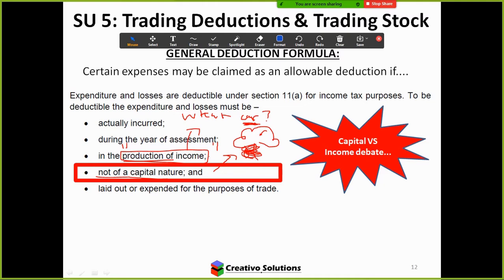No, for production. So capital in nature is the whole tree and fruit concept again, and it must be production of income. If it's not producing income, in other words, if it's not a delivery vehicle, they're not going to allow you to deduct it.